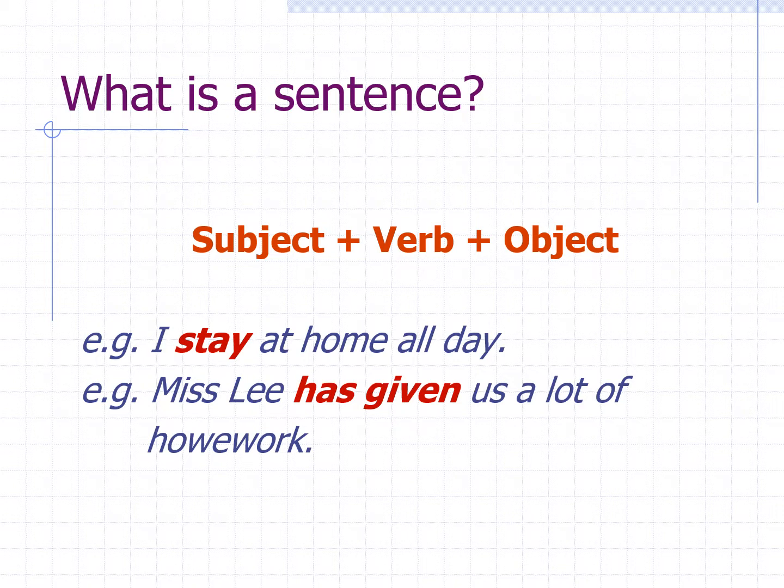So you can see that I is the subject of the sentence, and home is the object which goes after the verb. Okay? And in the second sentence, Miss Lee is the subject of the sentence, and us is the object of the sentence which goes after the verb. So basically, this is how a sentence is formed.